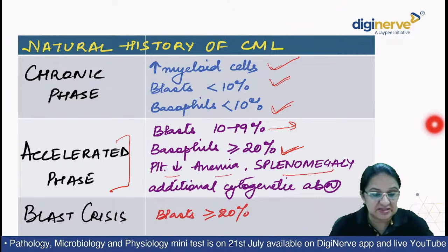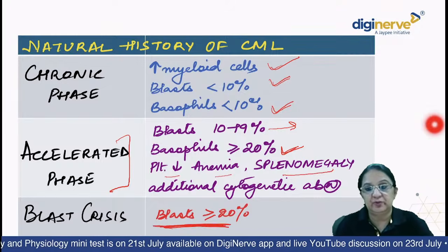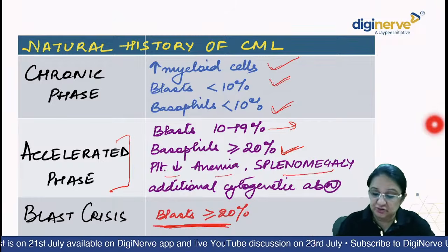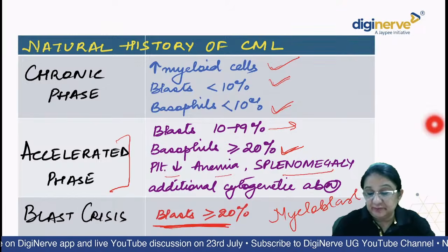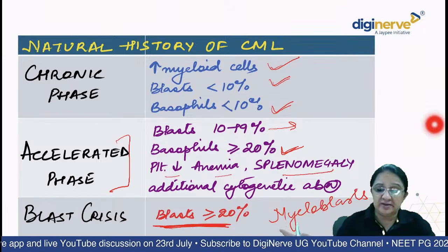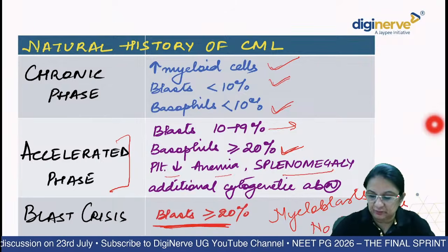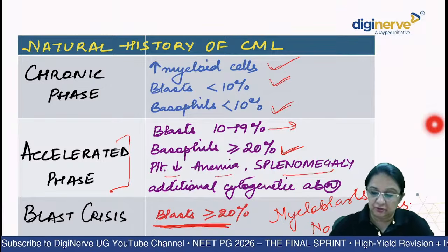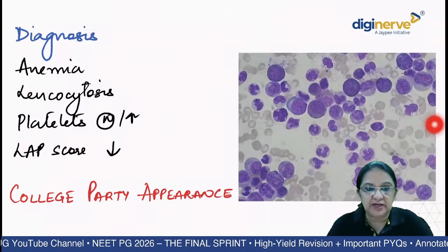Blast crisis. Blast crisis means the blasts would be more than 20%. Okay, more than 20%. Usually there are myeloblasts only, but they are different from the myeloblasts of AML. Why? Because there would be no Auer rods here. In the myeloblasts of AML, Auer rods were there, but here the Auer rods would not be there. Blast crisis. How will you diagnose?